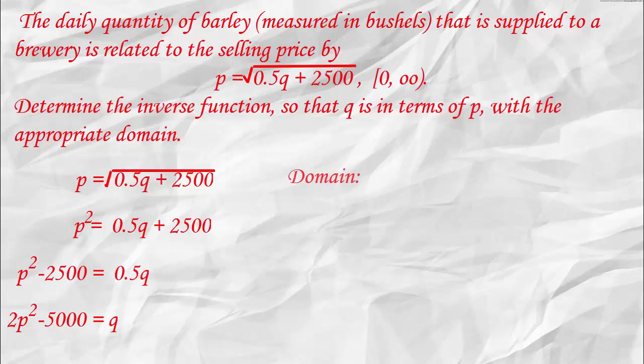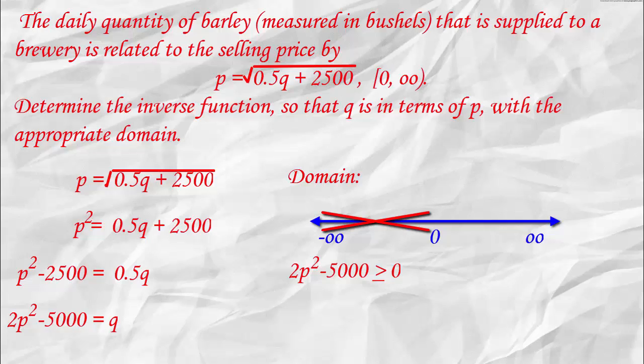When considering the domain, we have all real numbers, but we exclude negative infinity to 0 because we don't want any negative prices. Solving for P so that the quantity is non-negative, we get 2P squared minus 5000 is bigger than or equal to 0. Equivalently, 2P squared is bigger than or equal to 5000.